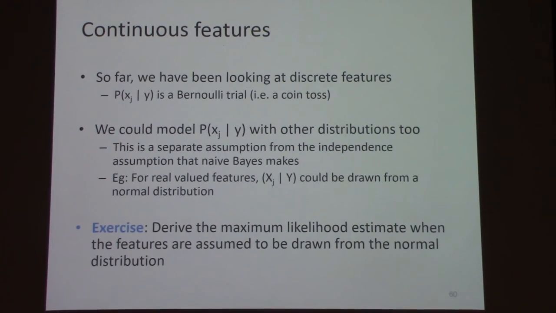Alright, and you should derive the maximum likelihood estimate in this case. It's a very useful exercise. And it turns out, in this case also, the classifier is a linear classifier. The decision boundary is linear.